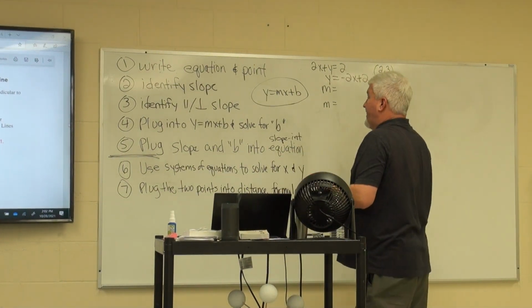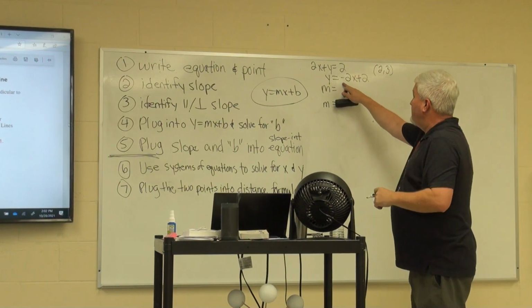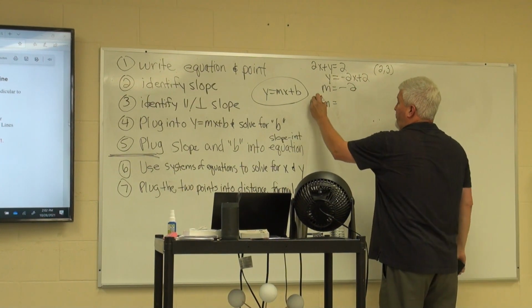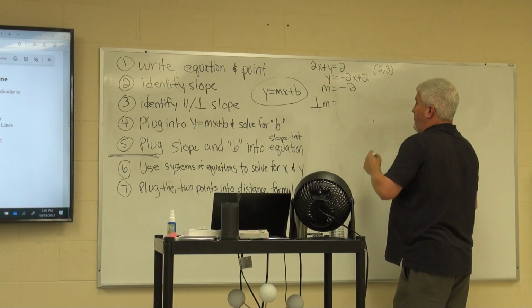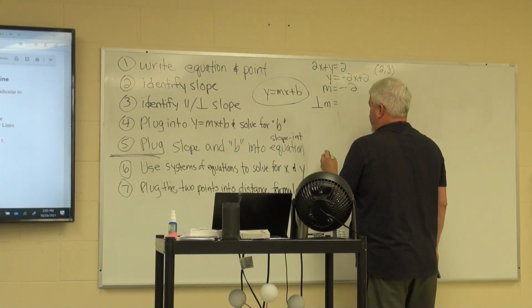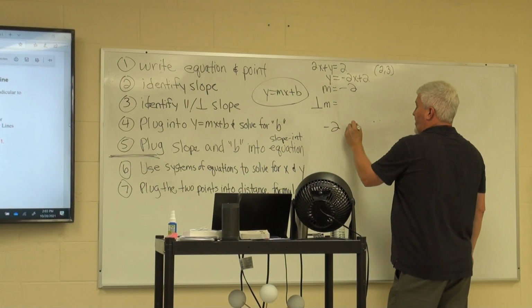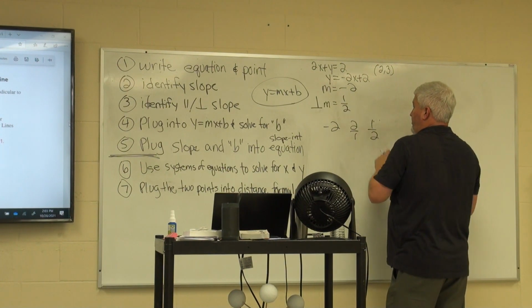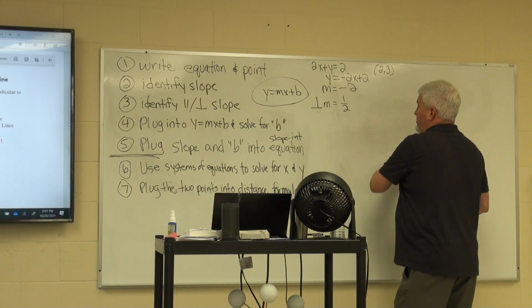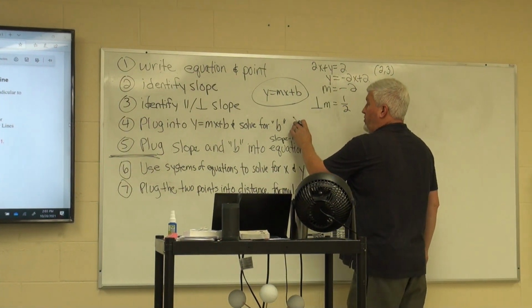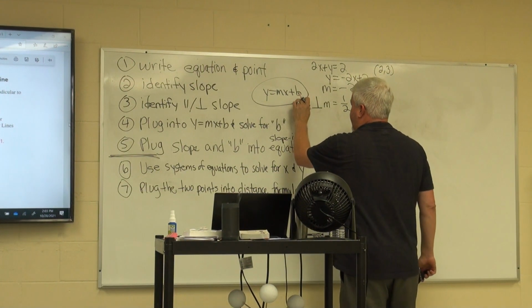Second step is identify the slope. Negative 2. This one we're dealing with perpendicular. We said perpendicular slope is the negative reciprocal. Keep, change, flip. Keep negative 2, change the sign, and flip it. 1/2 is our slope. I've got the slope, I've got the point. Plug into this equation to solve for b.